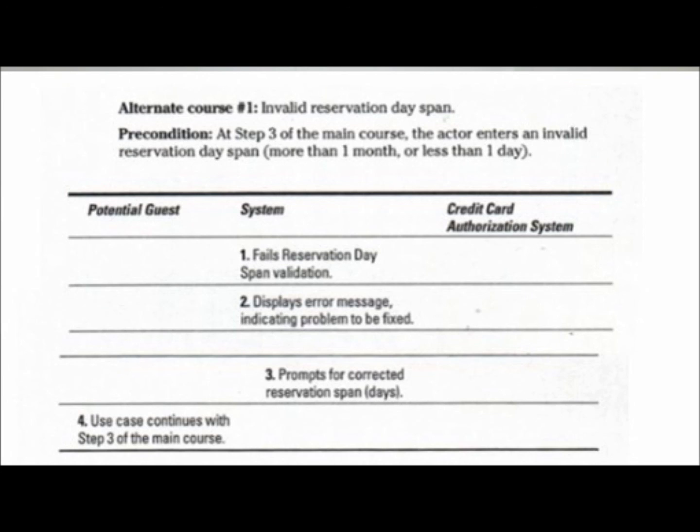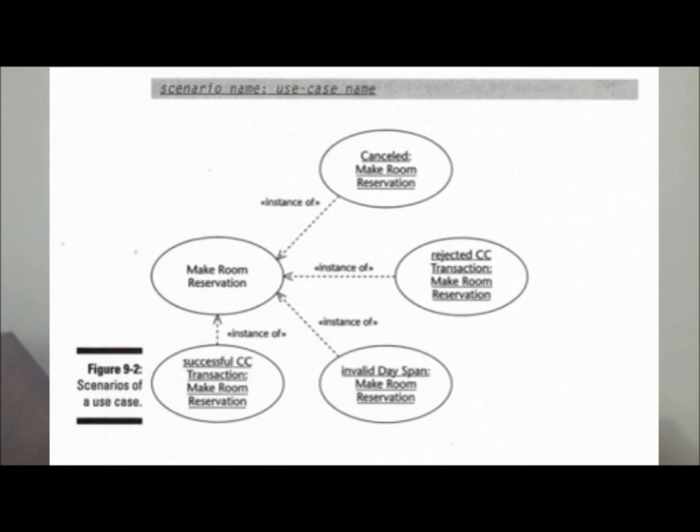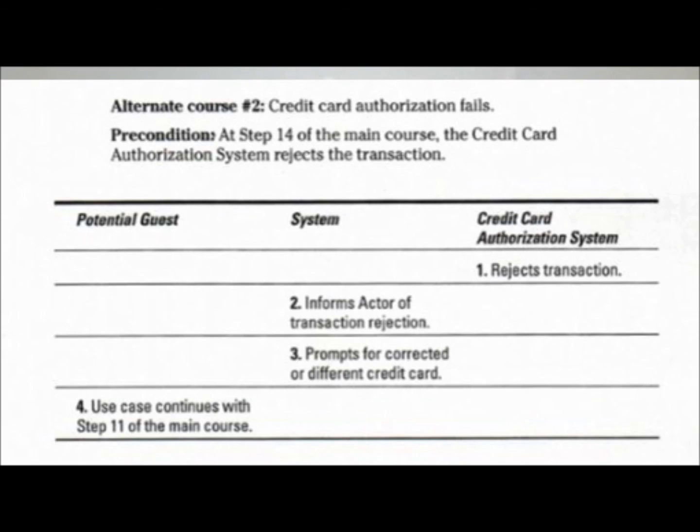So here we have alternate course number 1, invalid reservation day span. And remember, this was that secondary level use case diagram that we had where there were 5 use cases on it. Alternate course 2 was credit card authorization fails. This is how you would lay it out. The credit card system rejects the transaction. That's 1. 2, the system informs the actor of the transaction rejected. And 3, prompts for correcting the credit card. 4, the potential guest has to correct the credit card. So that's alternate course number 2, subsidiary sub use case.